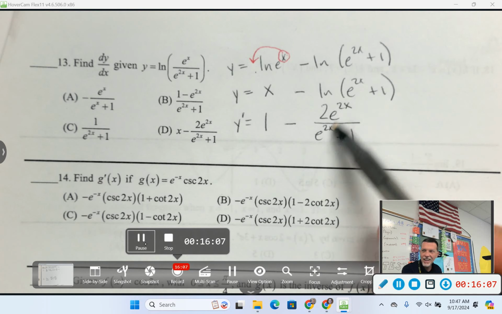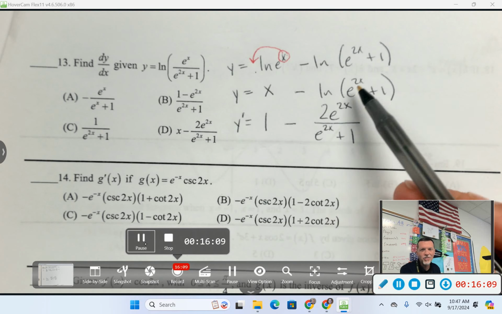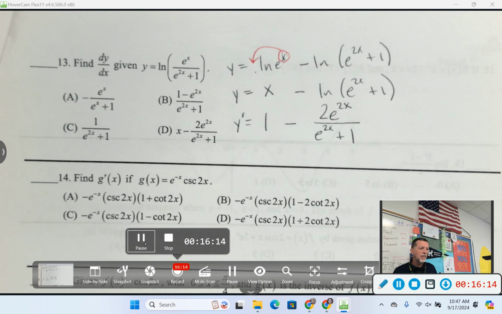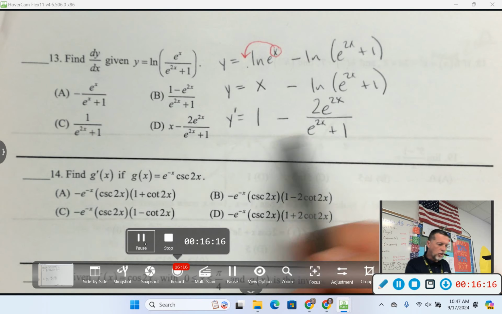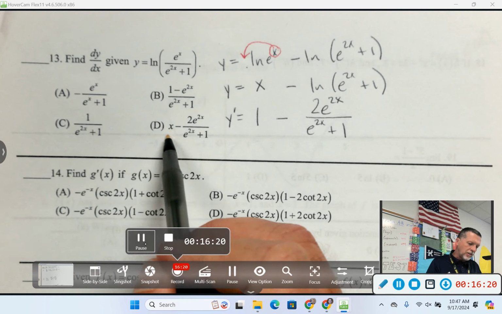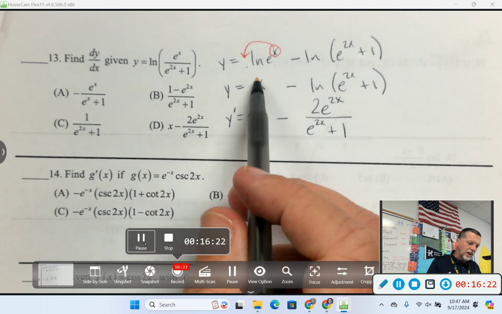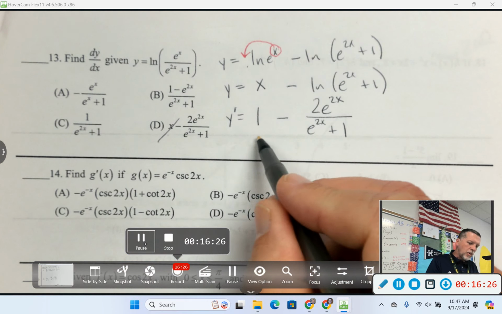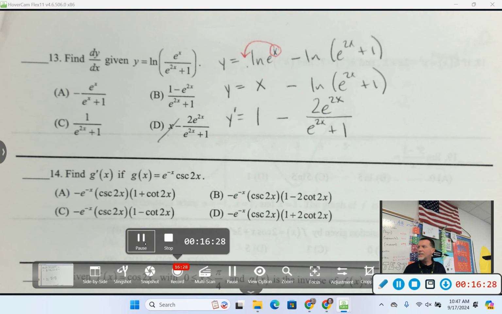I'm definitely not canceling those. Don't do that. This one's being added, so that's not eligible to cancel. So I have two terms. I think I did this right. My answer choices, well, that one has two terms, but that one looks like they forgot to take the derivative of x. So I think I'm going to need to add fractions.